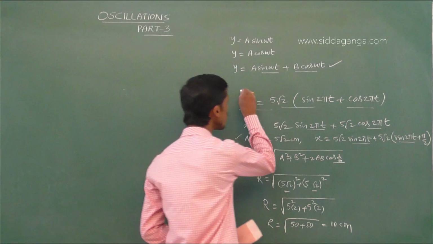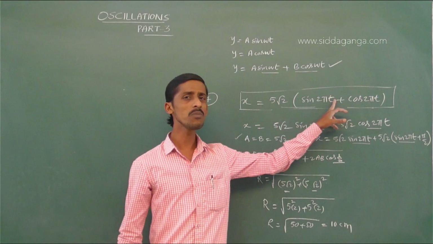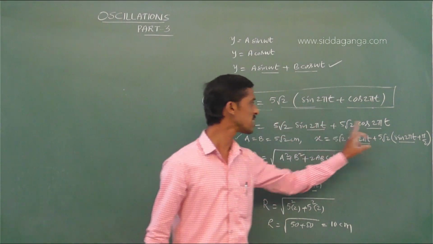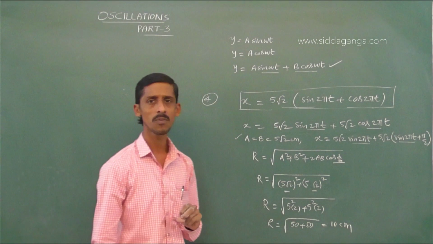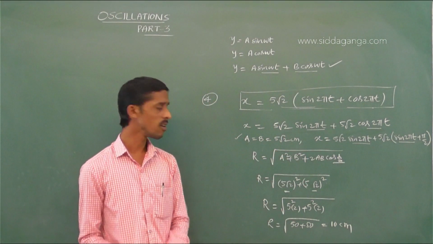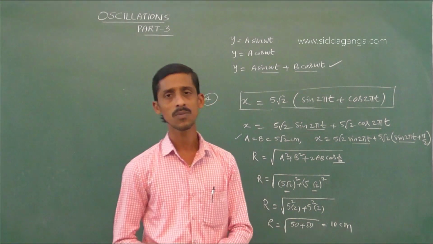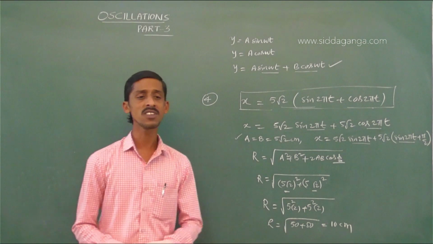Every time the question may not be like this. If it is in this form, you carefully see what is the phase difference and also see the individual amplitude, apply the parallelogram law to know the resultant amplitude. Next question number 5.